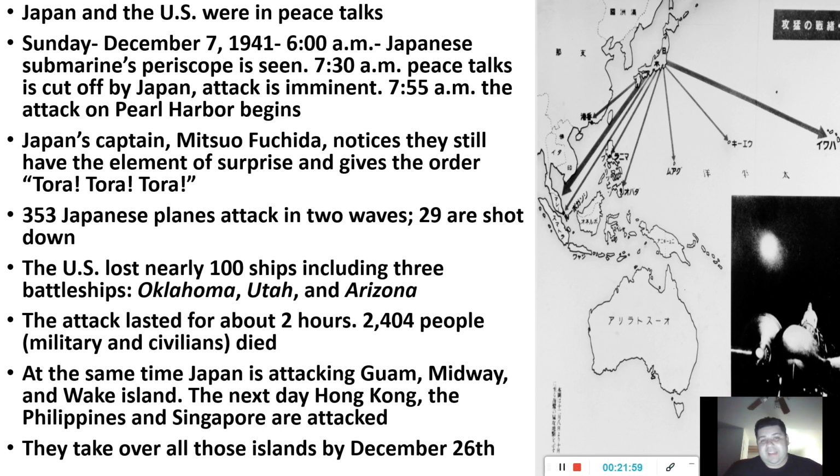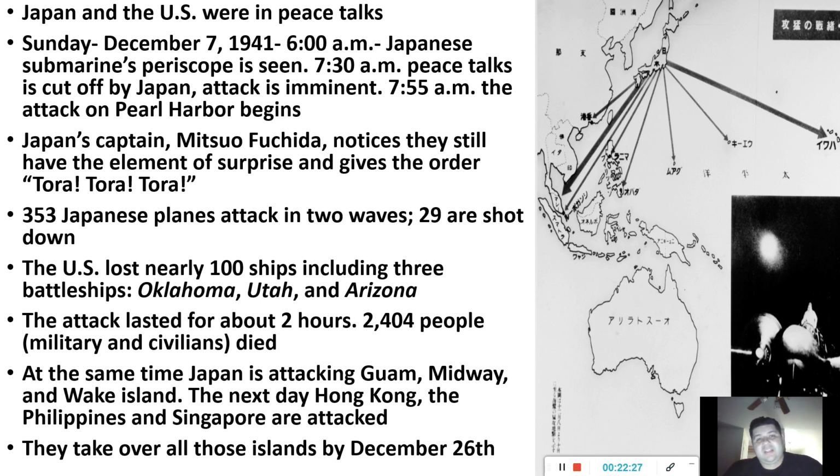The United States lost about 100 planes, including the Oklahoma, the Utah, and one of the really hardest hit ones was the USS Arizona. That one had a lot of people in it, and that was like the beauty of our ships. The attack lasted about 2 hours, and 2,404 people, military and civilians, were killed.